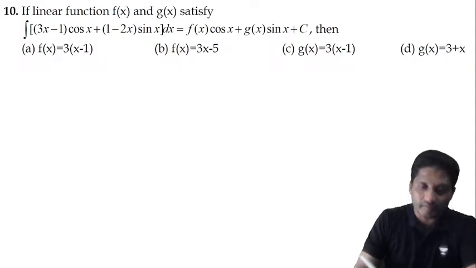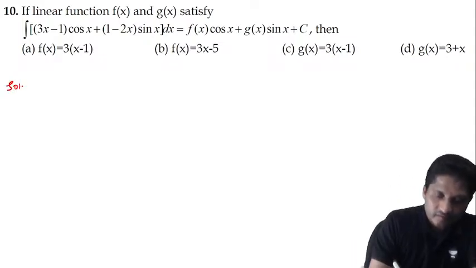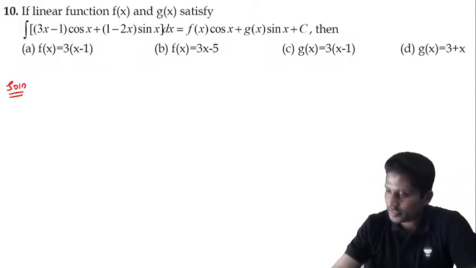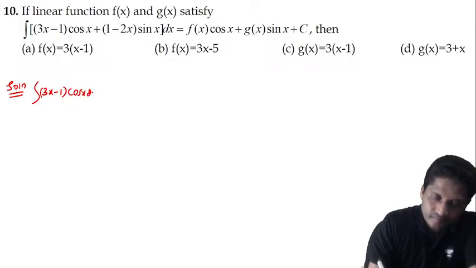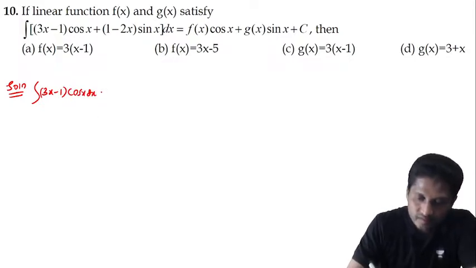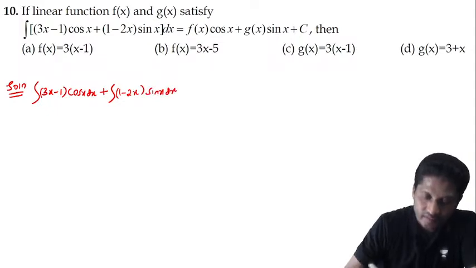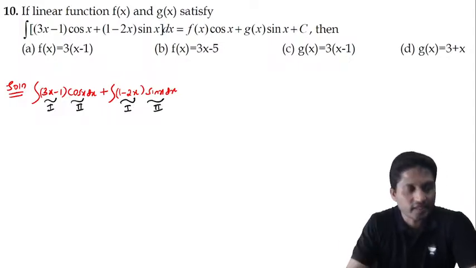It's a question on integration by parts. If a linear function satisfies this, then which of the following is true? Now if I separate this, the integral of 3x minus 1 into cos x, plus the integral of 1 minus 2x into sin x dx. Let us use by parts. This will be the first function, this will be the second function. Again, this will be first, this will be second.